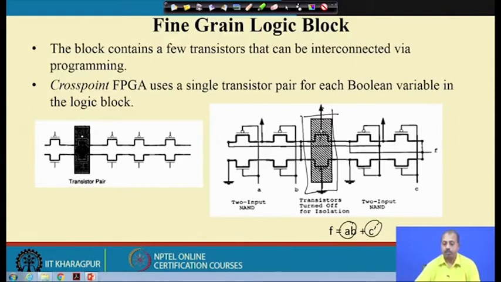So, that is ensured. This way we can have this cross point FPGA. They realize these logic functions, and you see the logic block is very simple. We have only 2 transistors per Boolean variable.